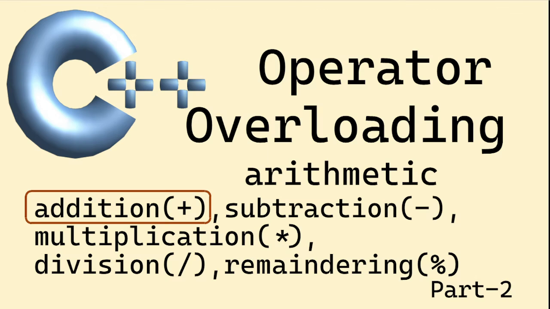This is part 2 of the operator overloading topic. C++ allows overloading of arithmetic operators such as + for addition, - for subtraction, * for multiplication, / for division, and % for remaindering. All these are called binary operators because they need two operands to be applied to. The focus of this recording is on overloading one arithmetic operator, which is addition or summation.